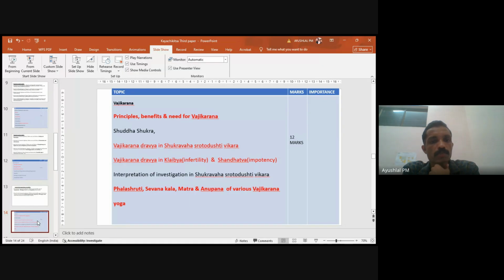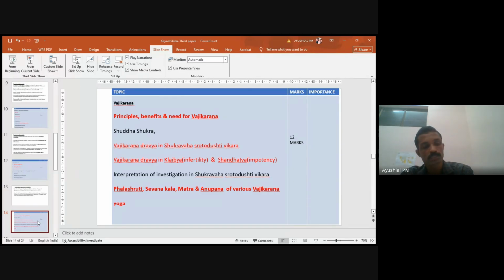So what is the principal benefit and need of Vajikarana? Then Shuddha Shukra Lakshanas, Vajikarana Dravya and Shukravaha Srotodushti Vikara, Vajikarana Dravya and Klaivya, Shandatva, Balasthiti, Sevanakala, Matra, Anupana of various Vajikarana yogas. This is very important. You should know various Vajikarana yogas.